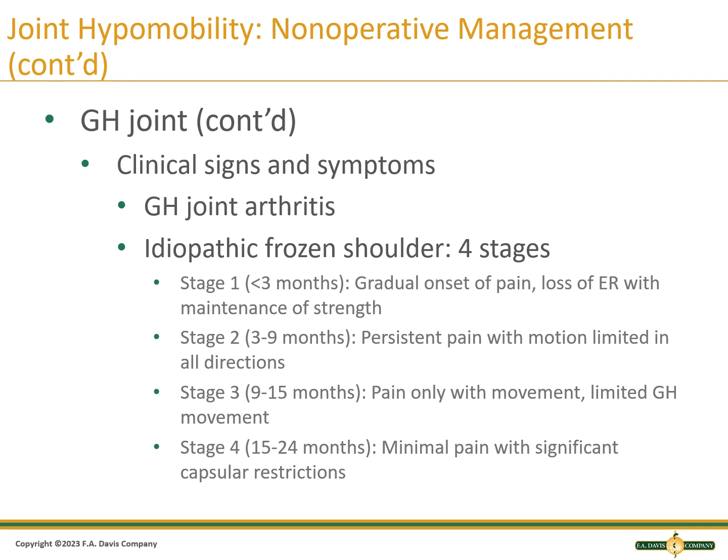In stage 2, so from months 3 to 9, the patient will present with persistent pain with motion limited in all directions. Stage 3 is going to be months 9 to 15. They will experience pain only with movement and limited glenohumeral movement, so they're going to be pretty well stuck. Stage 2 is what we refer to as the freezing stage. Stage 3 is the frozen stage. Stage 4 is going to be 15 to 24 months. They will have minimal pain with significant capsular restrictions. This is going to be what we call the thawing stage.